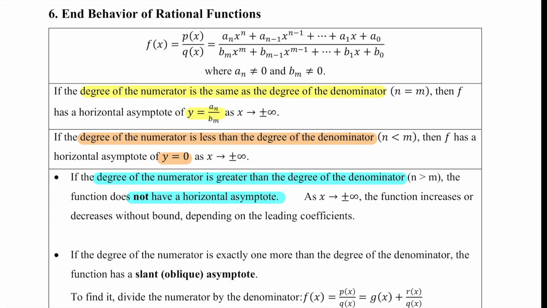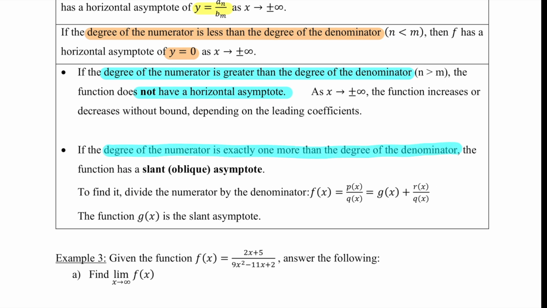There is a special case: if n is 1 larger than m, then the function has a slant asymptote. And to find the slant asymptote, we use polynomial division. We take p of x divided by q of x, and the quotient g of x is the slant asymptote.